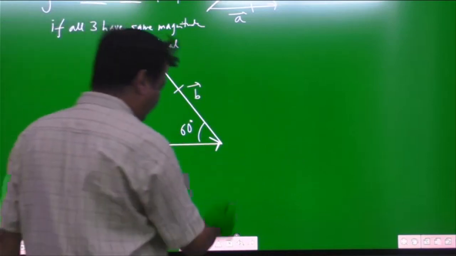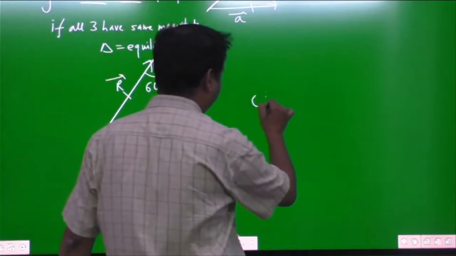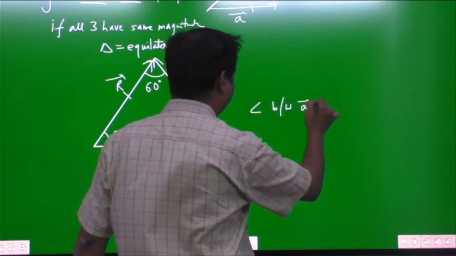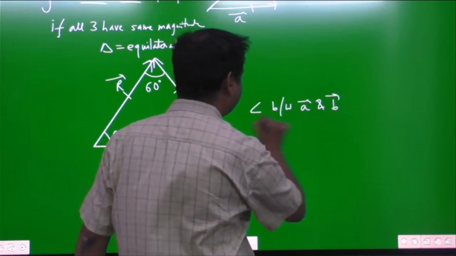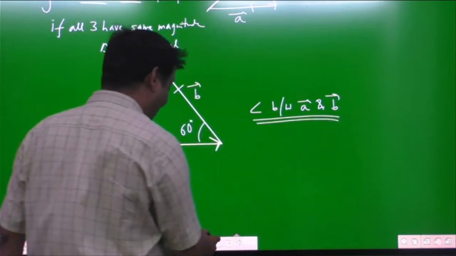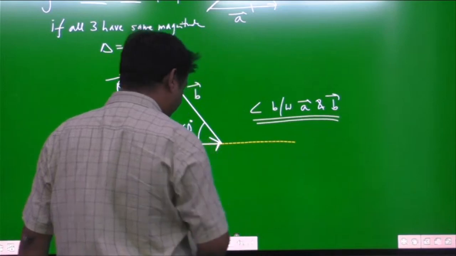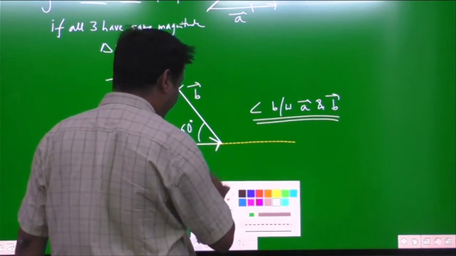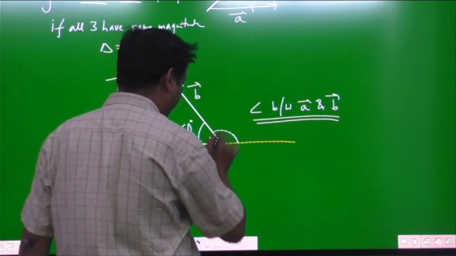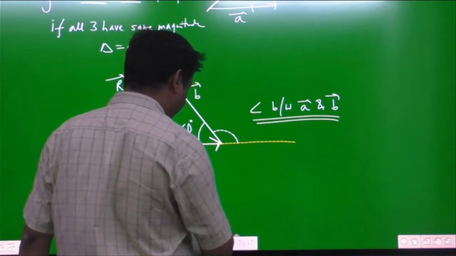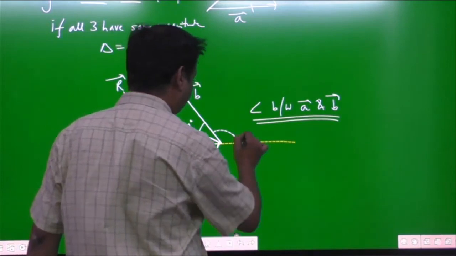So what do you think? What will be the angle between A and B? Will it be 60 degree? Yes or no? Correct. No. Because they are head to tail. And remember the basics. Whenever the vectors are head to tail, we have to take the exterior angle, the supplementary angle. So this angle will be 120 degree. So this will be your answer.